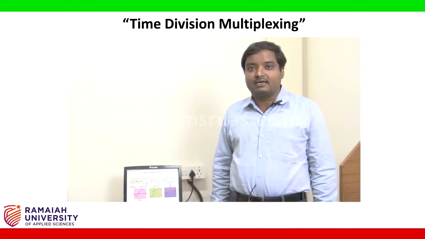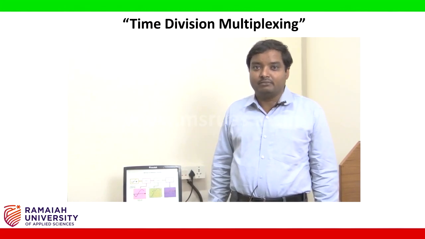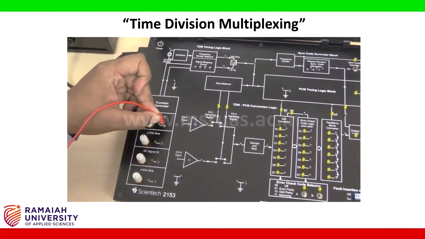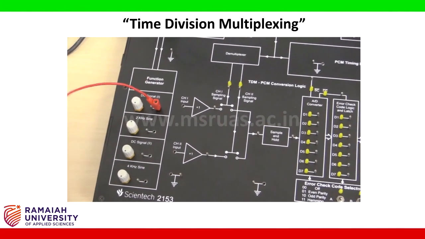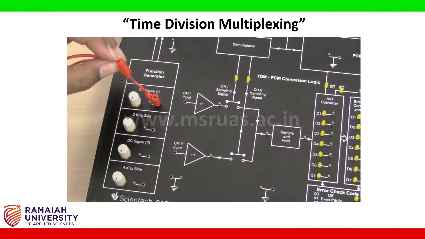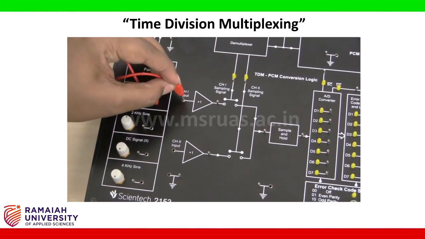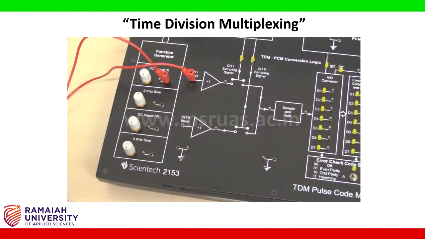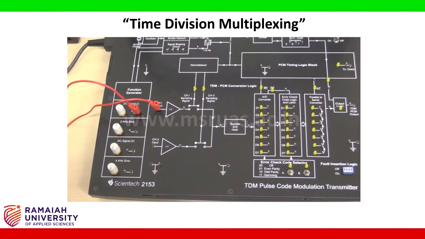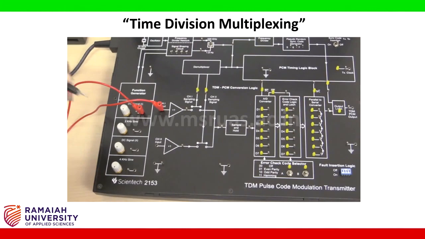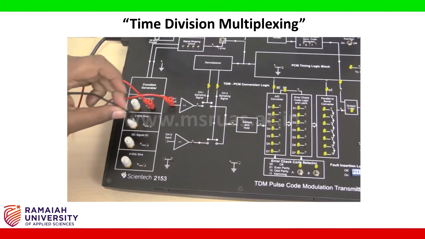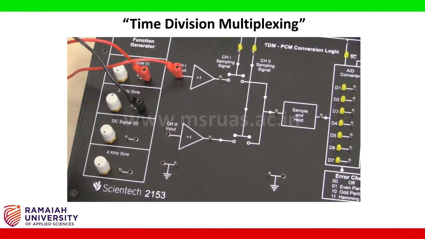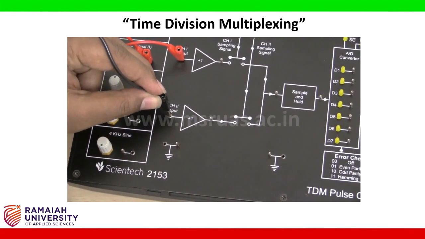Let us start the connections for the current experiment. Take the connecting wire, connect to the DC signal, and DC signal is connected to the channel 1 input, and take the other connecting wire and connect it to the 2 kilohertz sine wave and next to the channel 2 input.